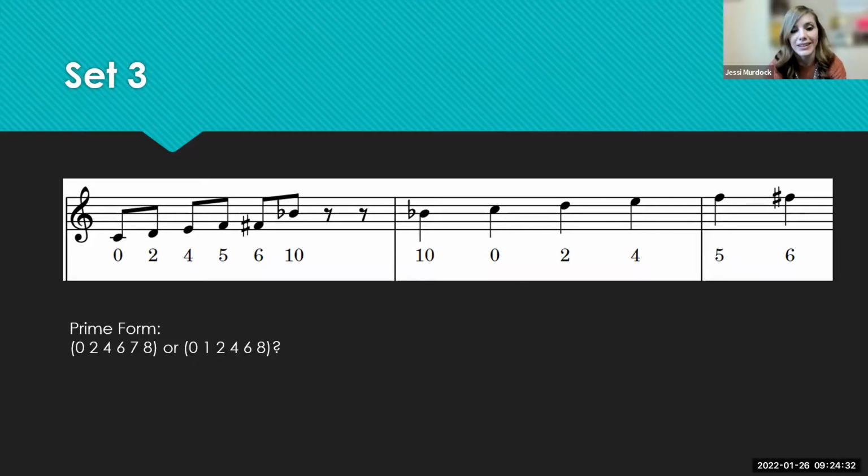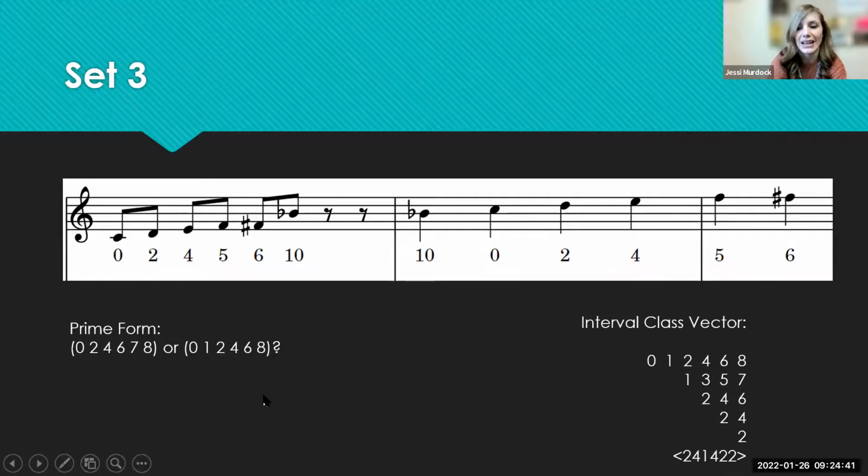So the smaller sum would be the one on the right. So 0, 1, 2, 4, 6, 8. Okay, so we're going to use that as our set name. And the interval class vector is off to the right.